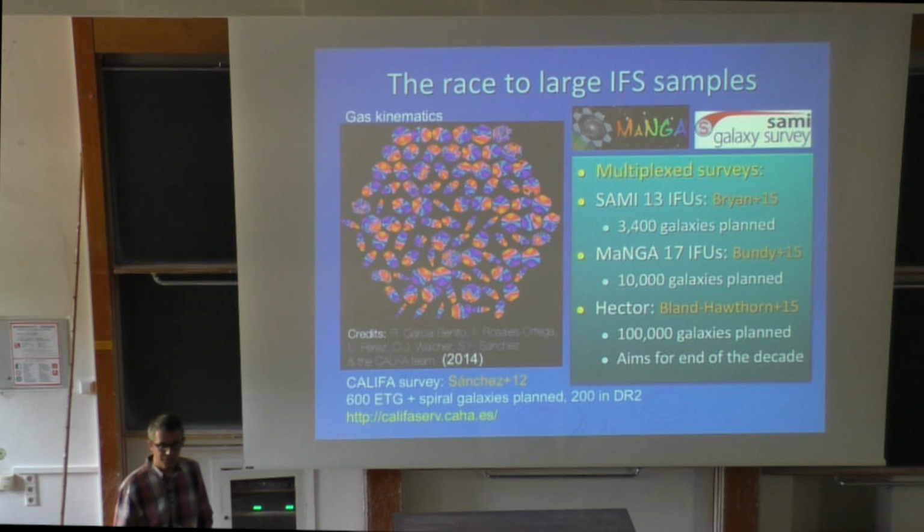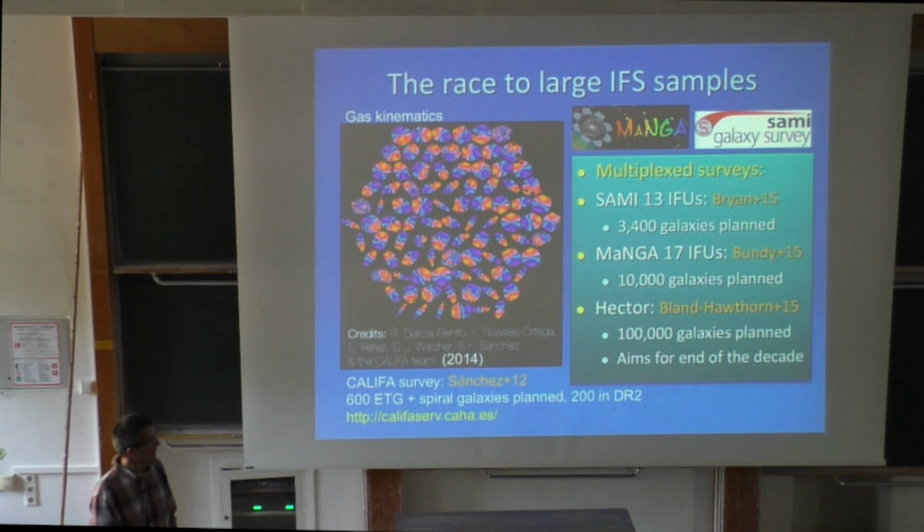The key difference of these surveys is that, thanks to technical advances, we don't just point at each galaxy individually, but you have many IFUs, many integral field units, inside your field of view. You have 13 in the case of SAMI, 17 in the case of MaNGA. And so you can observe this number of galaxies in parallel. The way to think about what this means is that it is totally equivalent to having 17 telescopes at your disposal in parallel. It really makes an enormous difference.